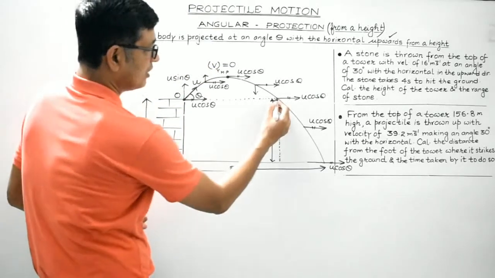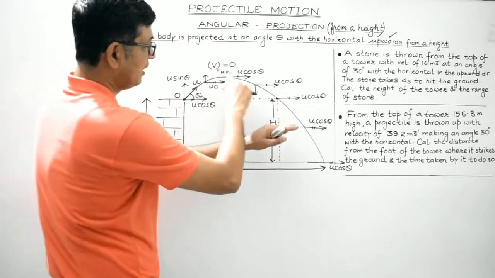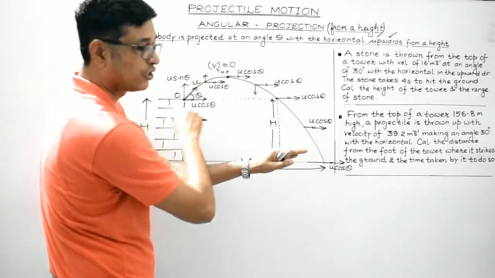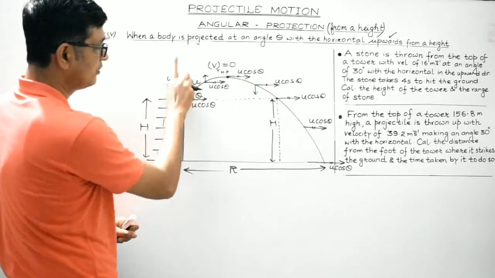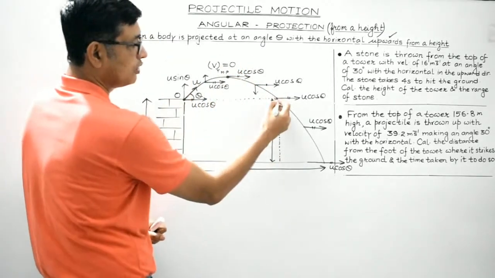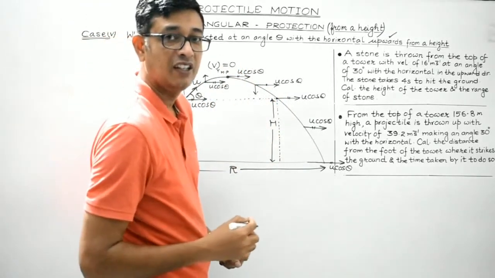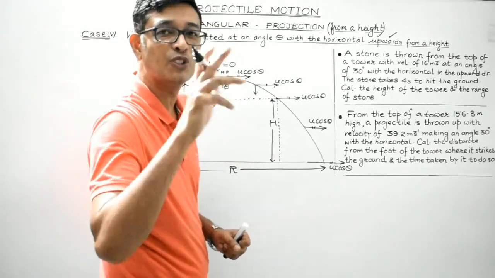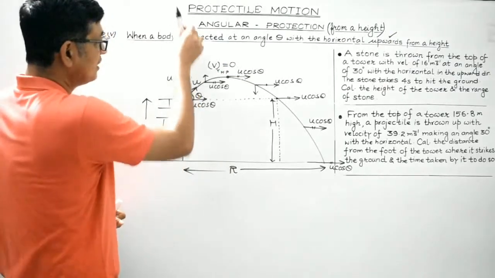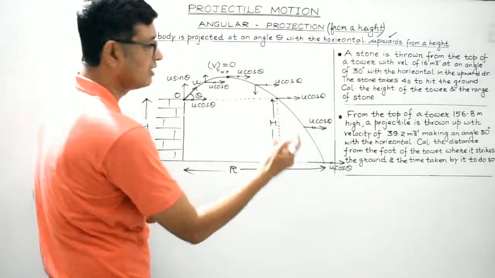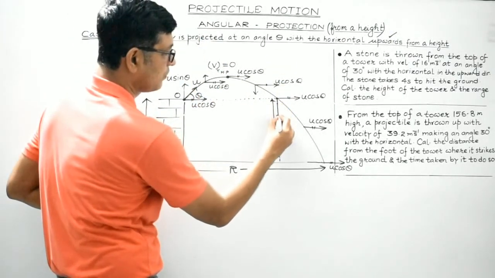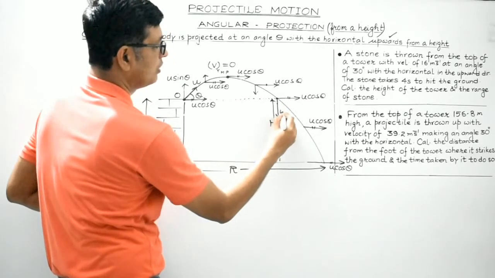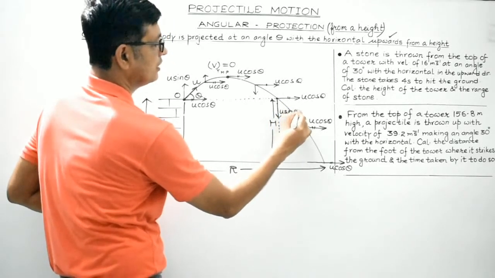Now students, we are aware, this was case 2, isn't it? You must remember case 2. There we have proved that if this is u sin theta at this point, then on coming to this point, the vertical component of velocity will have the same magnitude but in the opposite direction. So if it is u sin theta here, at this point it will be u sin theta in the downward direction, like this.